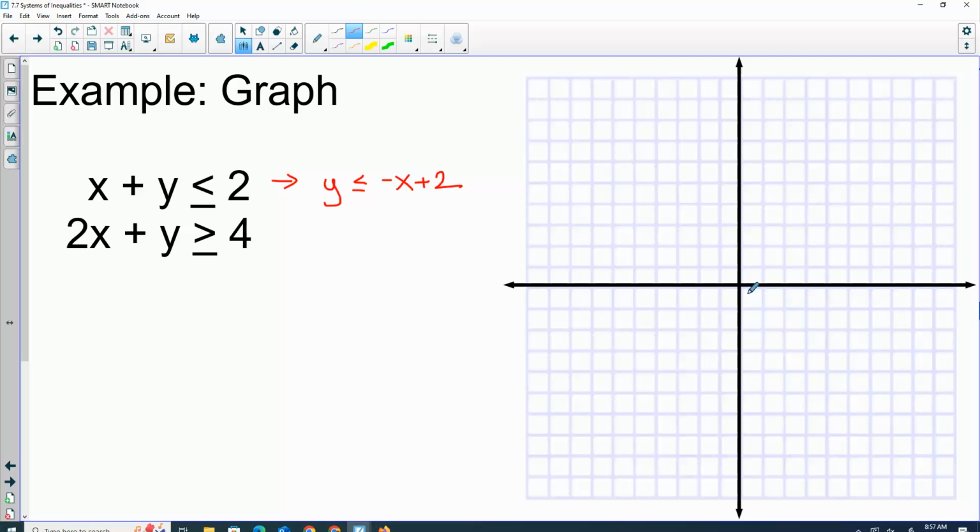What's your y-intercept? 2. So we hit the y-axis at 2. What's your slope? Negative 1. So that means like down 1 over 1. Or you could go up 1 and backwards 1.